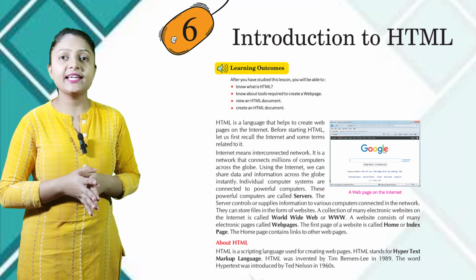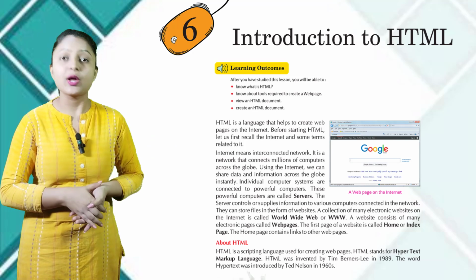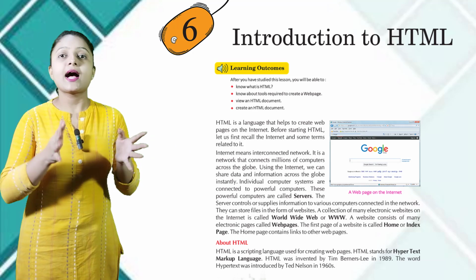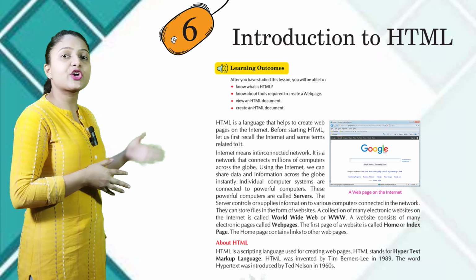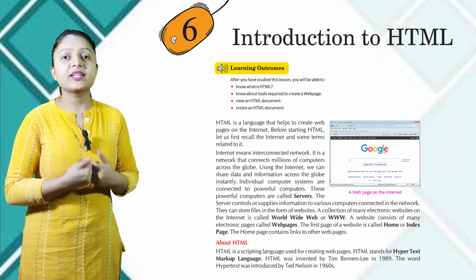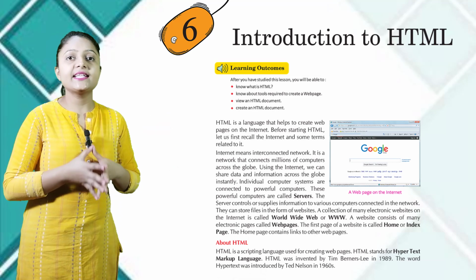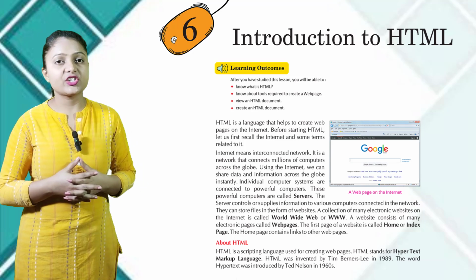A collection of many electronic websites on the internet is called World Wide Web or WWW. A website consists of many electronic pages called web pages. The first page of a website is called the home or index page. The home page contains links to other web pages.